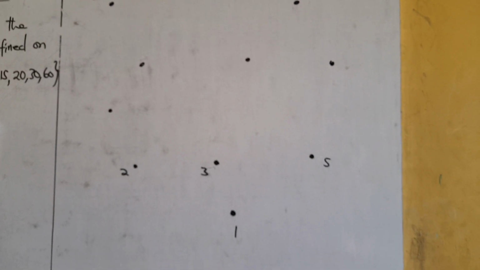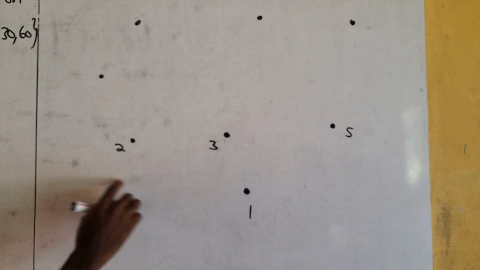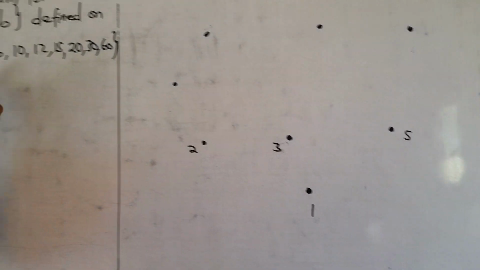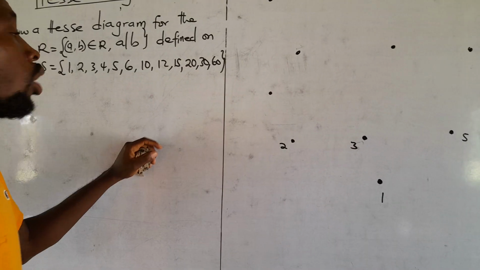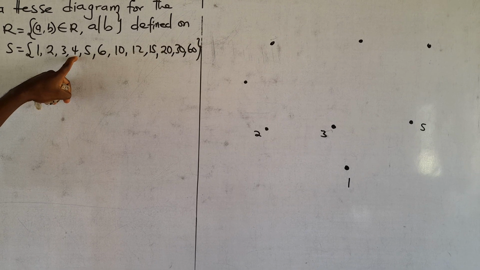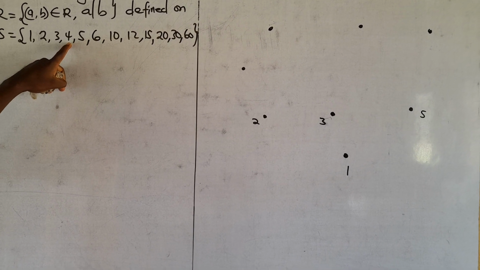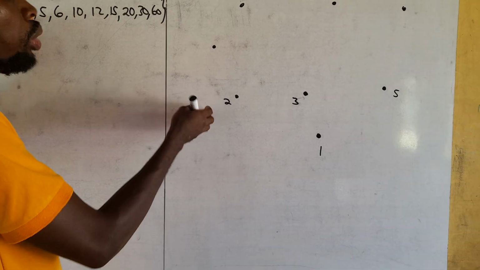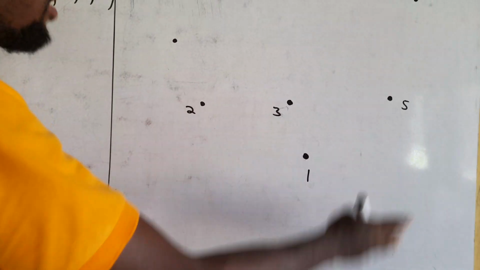So you realize that 1 is having only 1 factor. The next that are having 2 factors are 2, 3, and 5, that are in this set. Now, which of the set have 3 factors? Is 4. The factors of 4 are 1, 2, and 4. So 4 is having 3 factors. It will be a little bit above the 2, 3, and 5.